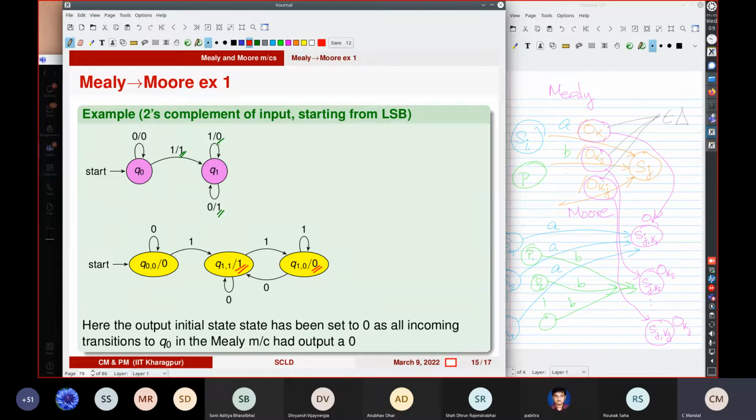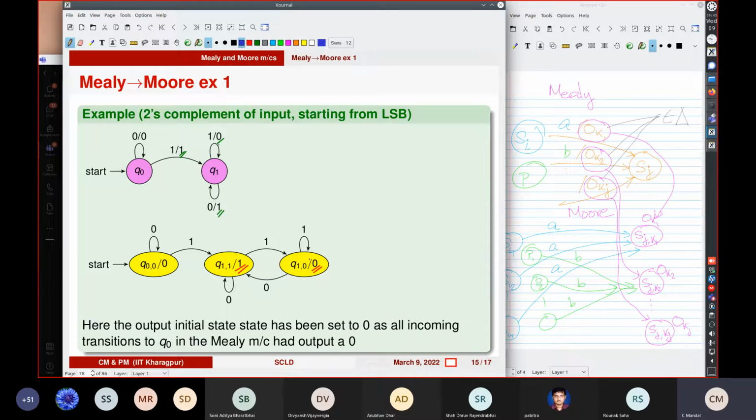Okay. Now let us look at this once again. Here, when I get a 1, as I told you, I would like to give an output of 1. So here the output is 1. Okay. Now, if I get a 0 when I'm in Q1, I would like to give an output of 1.